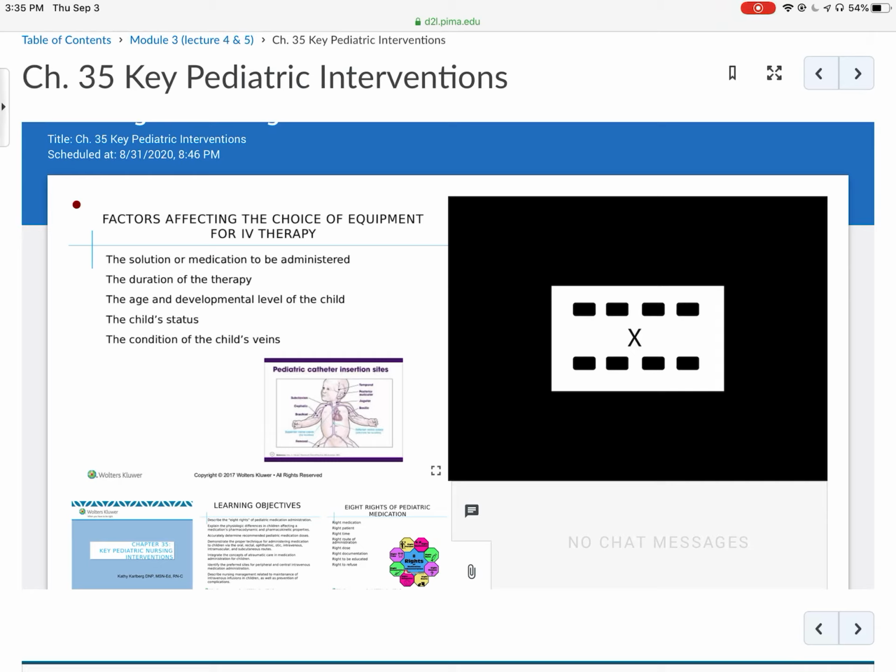Factors that affect it: what are we giving? So are we giving something with potassium in it? Potassium is very caustic to the vein as far as pain goes. So if we're giving that, we may want to use a larger vein. How long are they going to have it? Typically in the ER, we stick an IV in the kid's hand. They're good to go. Their hands are a good choice.